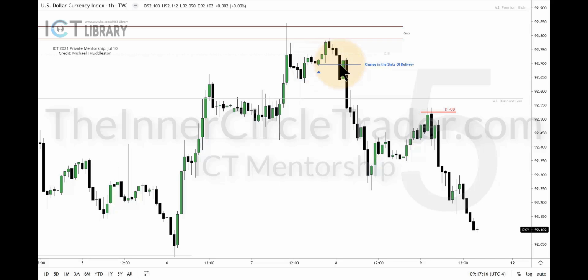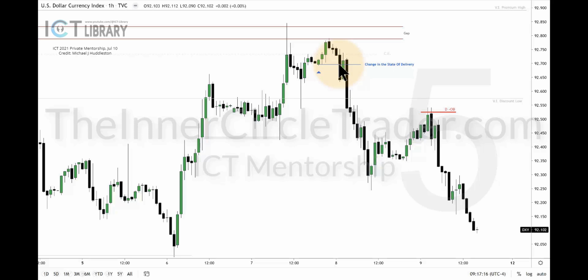It's not just an up close candle or a down close candle. This change in the state of delivery, the algorithm is now changing gears and now moving the price lower. Not buyers coming in or sellers coming in and influencing the market because of their pressure. That's not what this is. It's the changing of the state of delivery, which occurs right there.